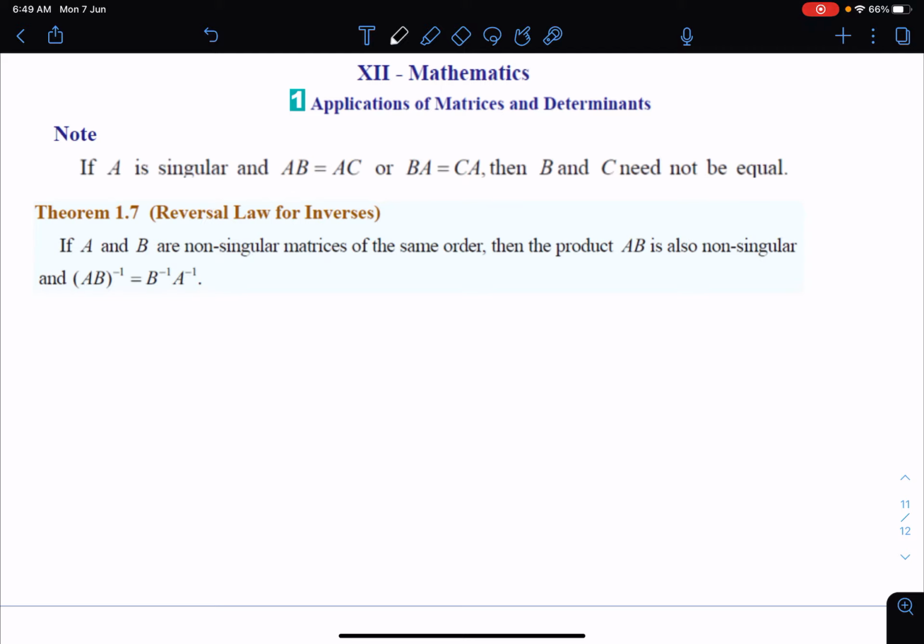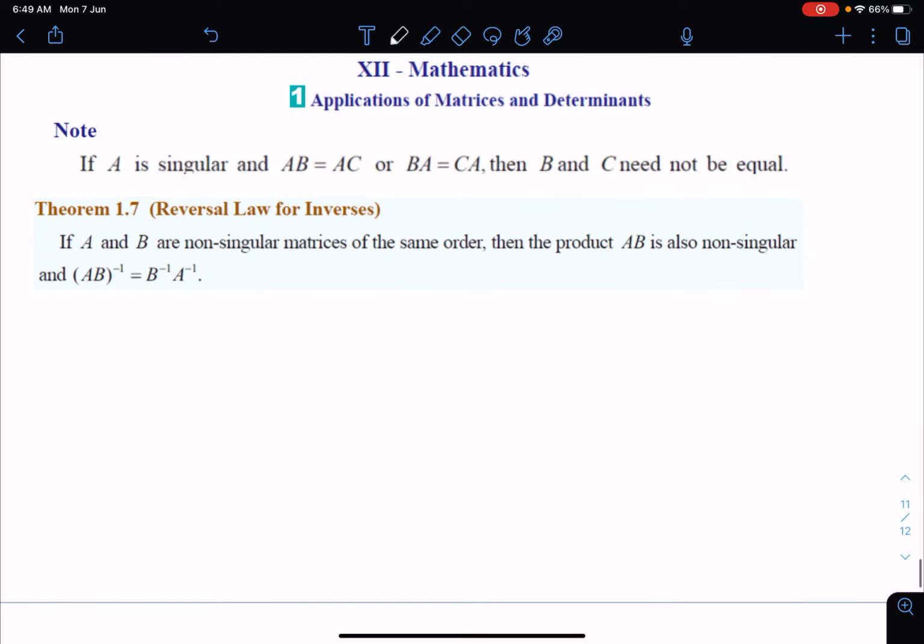In the last session we have seen the left cancellation law and the right cancellation law. AB equal to AC or BA equal to CA. In those cases A should be non-singular. But here is a note for you: if A is singular and AB equal to AC or BA equal to CA, then B and C need not be equal. They need not be equal. This is a very important note.